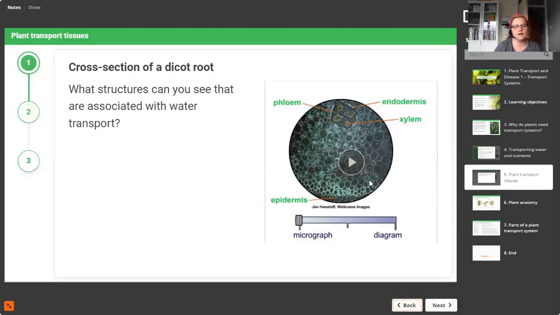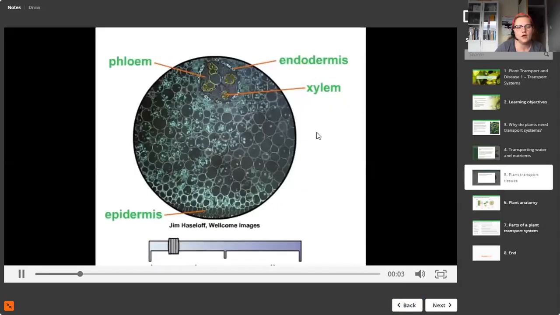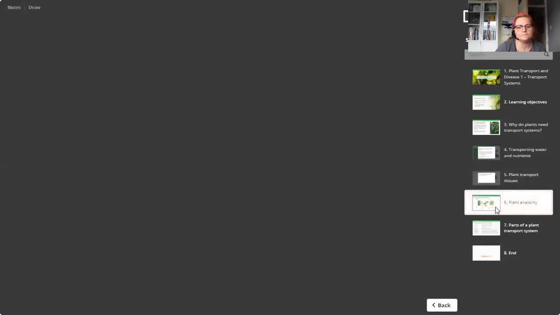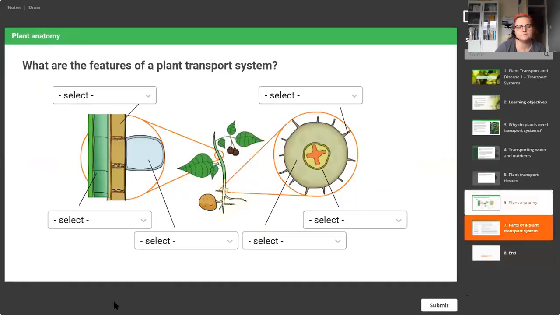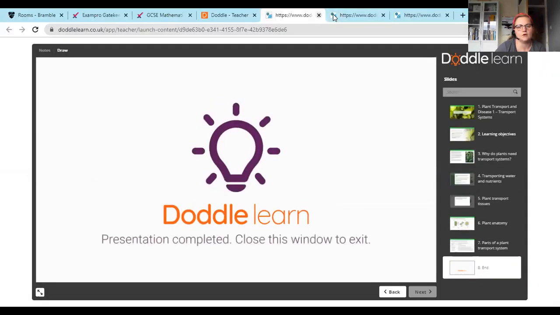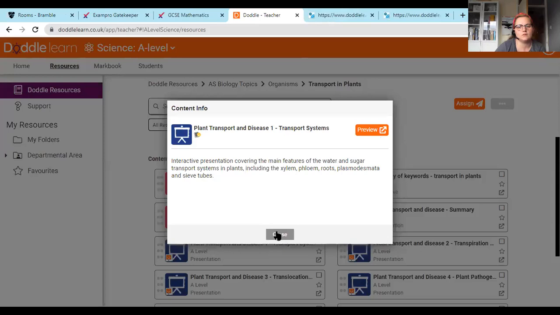So if we have a look at this dicotyledon root here, we've got a phloem, which we can see here, an endodermis and a xylem. So that is our phloem there. So that's quickly our plant overview. Let's look at translocation of sugar and then we will finish.